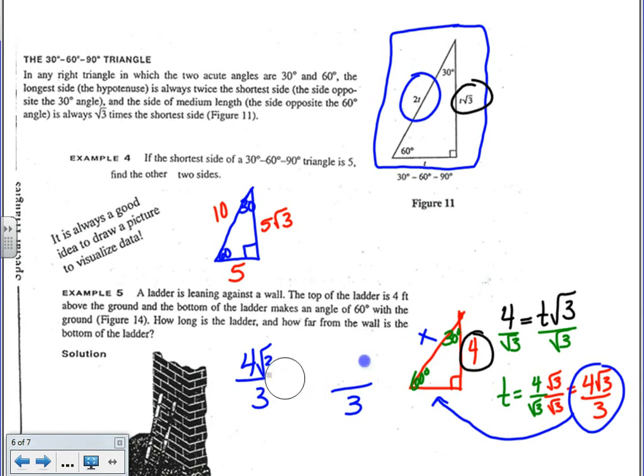Ignore me. The question said, how far is the ladder from the wall? They didn't want to know the ladder length at all. They wanted to know t, so I could have stopped a long time ago. My answer is 4 square roots of 3. All right, moving on. Sorry about that.